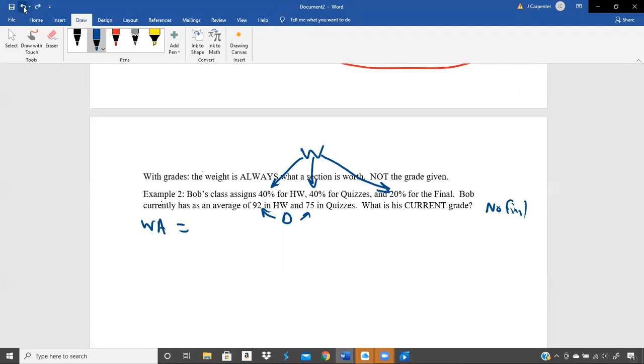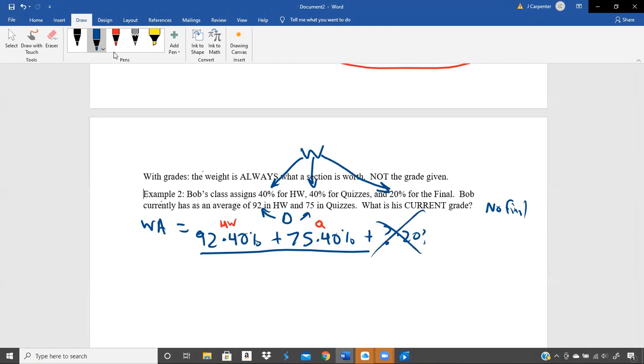So we're only going to use the homeworks and the quizzes. So we'll go homework, which is the 92 times its weight, which is 40%, plus then the quizzes, which was the 75 times its also 40%. They were coincidentally the same number, just like our homeworks and quizzes. So again, I'm just going to label really quickly. This was your homework, and this was your quizzes. So we don't do the final. We don't do the final because it would be plus what's the grade times the 20%. If you don't have that number, you don't use it.